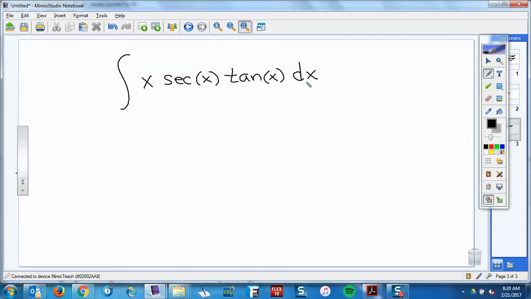This is algebra, this is trig. If you remember that the derivative of secant is secant tangent, right? So that means the antiderivative of secant tangent is secant. So this one actually works pretty nice. So here you would let your u be your x, and your dv would equal your secant tangent, it's everything else, right? That's what we said, let dv be everything else, because you got to account for everything.